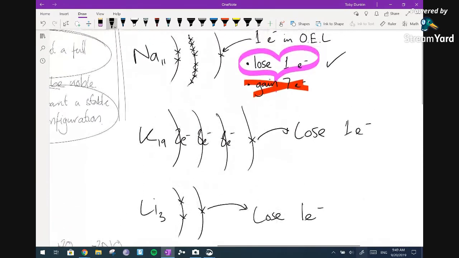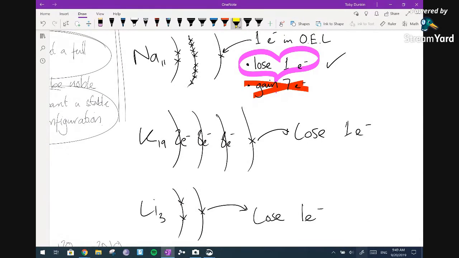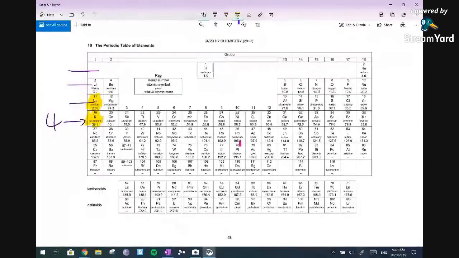All 3 of these elements do the same thing with their electrons. And look where they live. They all live in the same group, because your electrons decide your behavior. And they all have 1 electron in their outermost energy level. They've all got 1 electron to lose.